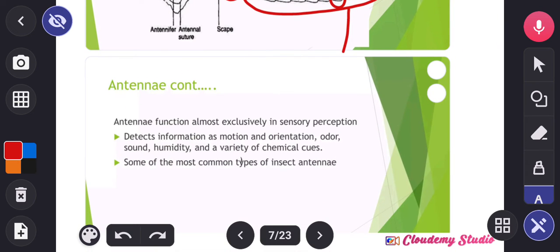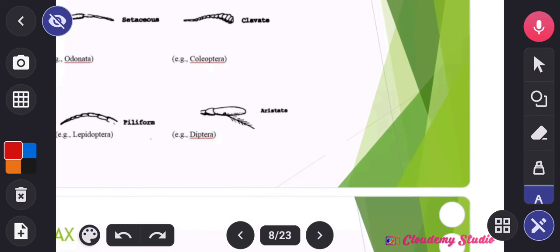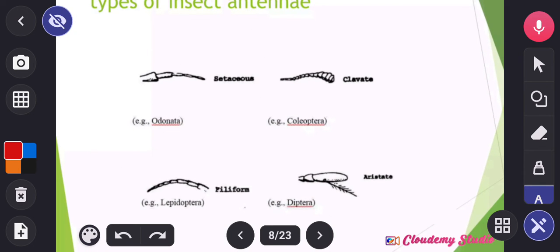Now, what is the function of the antennae? Remember that the antennae are found on the head, and I've already mentioned that the head houses organs used for sensory perception, and one of them is the antennae. The antennae function almost exclusively in sensory perception, as they detect information such as motion, orientation, odor, sound, humidity, and a variety of chemical cues. Some of the most important types of insect antennae are shown in this particular slide, where we have the setaceous, the clavate, the filiform, and the aristate.